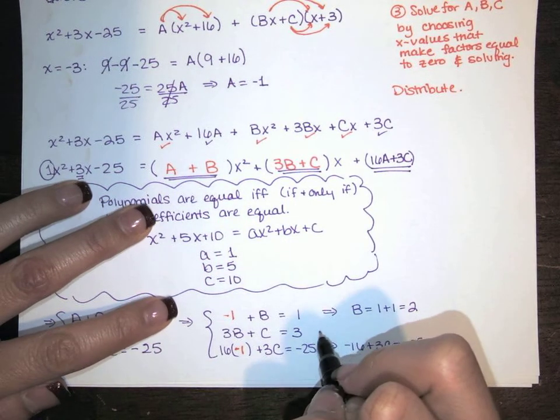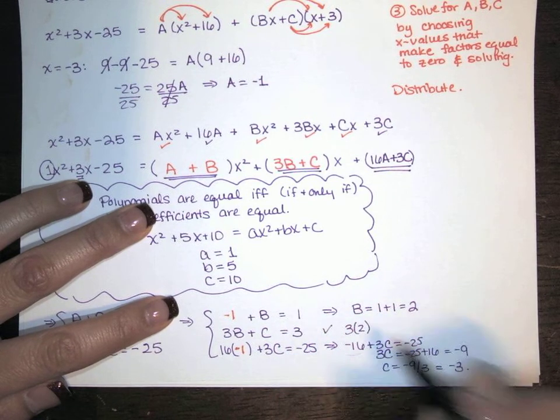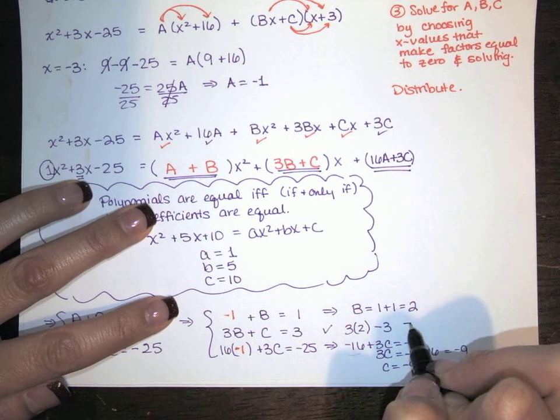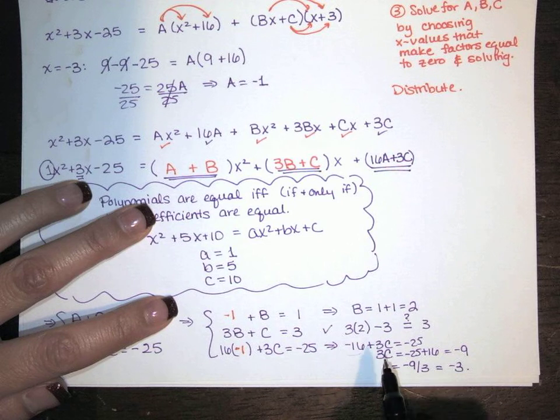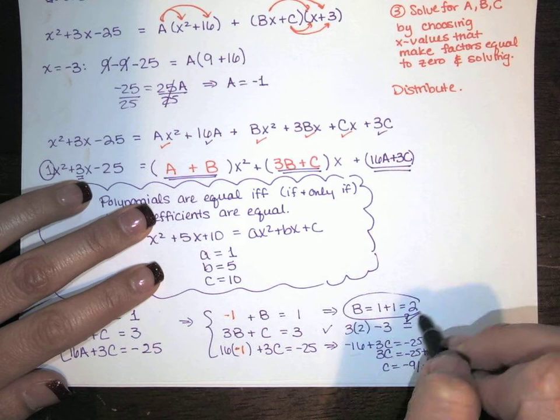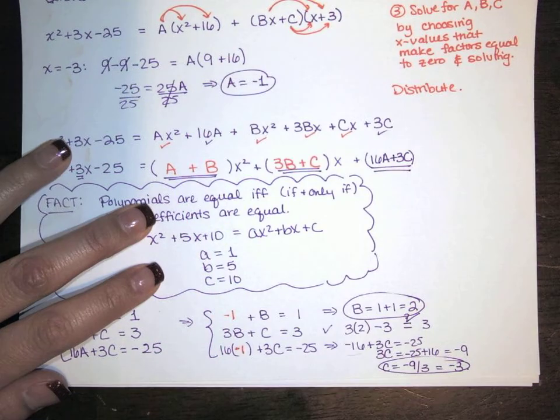Just to check, b is 2, c is negative 3. The question is that equal to 3? 3 times b plus c. Is that equal to 3? 6 minus 3 equal to 3? Yep, sure is. So it checks out. So my b is 2, my c is negative 3, and earlier we said a was negative 1.